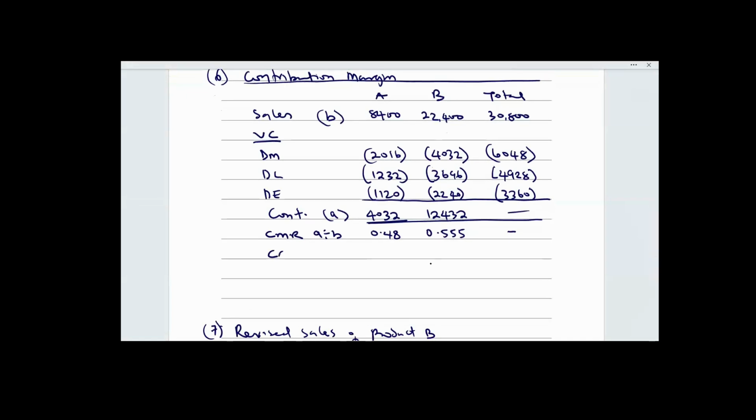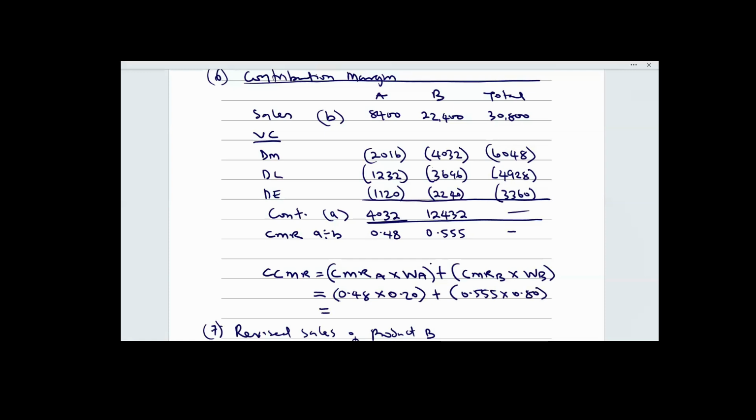So I've calculated the contribution margin ratio for each product. For the composite contribution margin ratio, it is equal to the contribution margin ratio of product A multiplied by the proportion of product A, plus the contribution margin ratio of product B multiplied by the proportion of product B. So 0.48 multiplied by the weight of product A. It is not given, but the examiner told us that 80% of the revenue is for product B, which means 20% is for product A. So 0.48 multiplied by 0.20, plus 0.555 multiplied by 0.80.